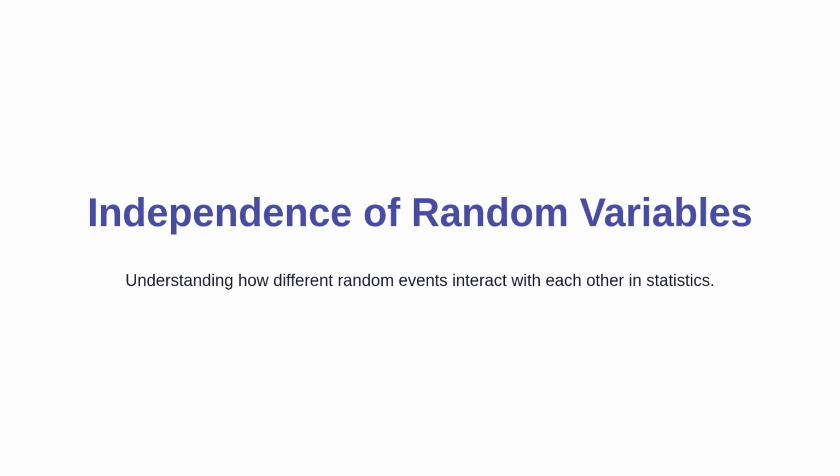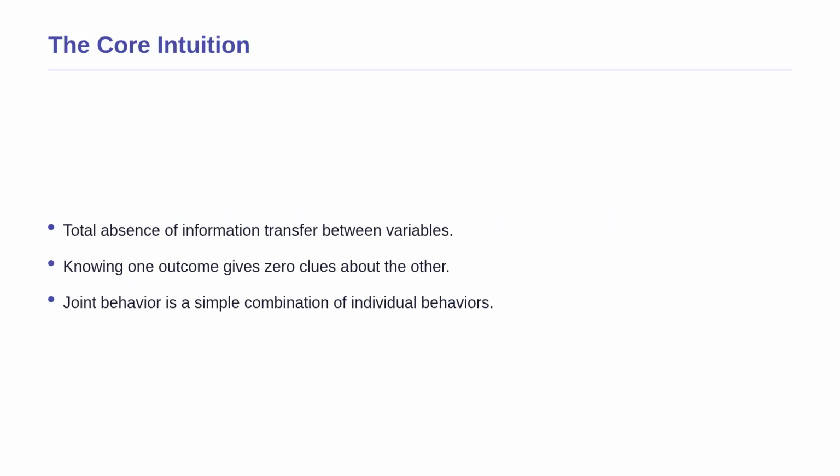Let us get started. Let us start by imagining you are flipping a coin in your bedroom, and at the exact same moment, a stranger is rolling a dice in another country. Does your coin flip magically influence their dice roll? Of course not. In statistics, when two variables have absolutely no effect on each other, we call them independent. Knowing the outcome of the first variable gives you zero clues, hints, or information about the outcome of the second. They simply mind their own business.